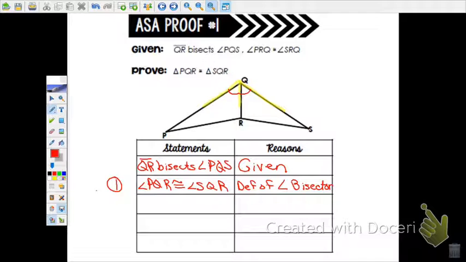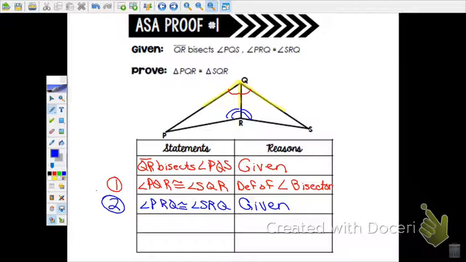Okay, so there's one congruent statement. I've got one congruent pair marked in my picture. I've got another given statement that I can write down. Angle PRQ is congruent to angle SRQ. That's given. So I want to mark that in my picture, angle PRQ and angle SRQ. So there's a second congruency piece that I know. I'm done with my given. So what else do I know?